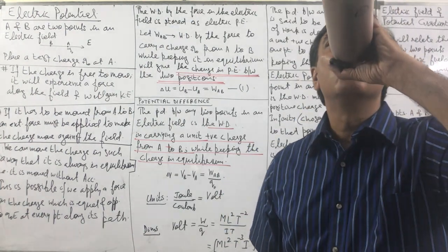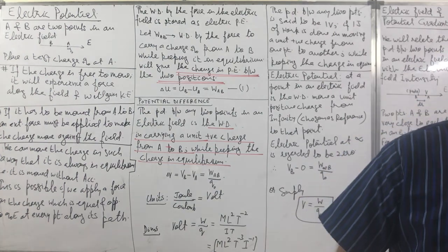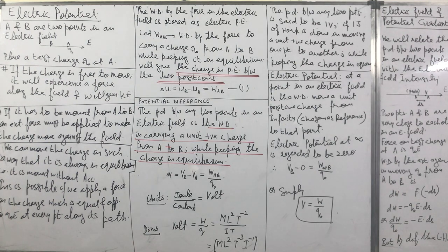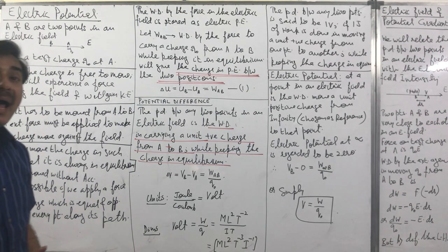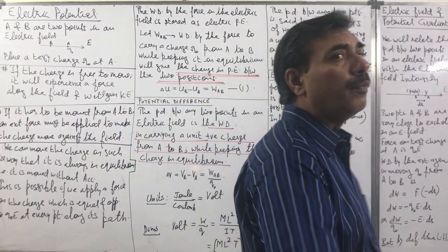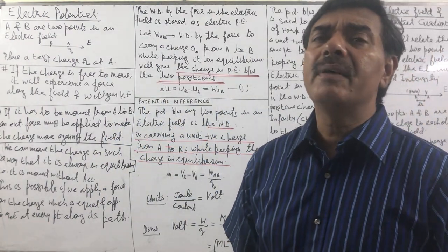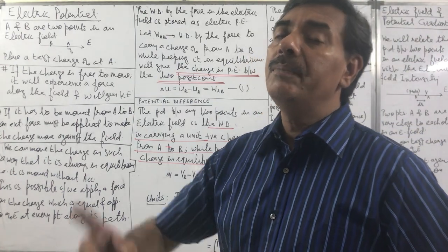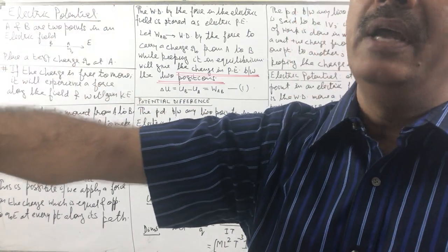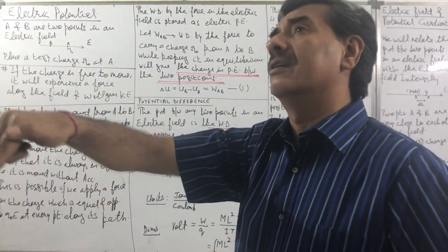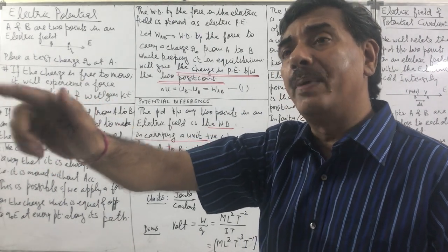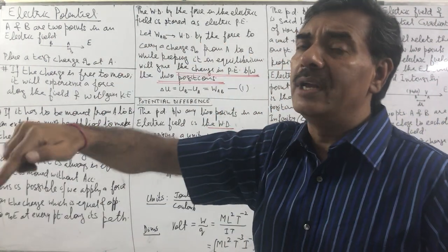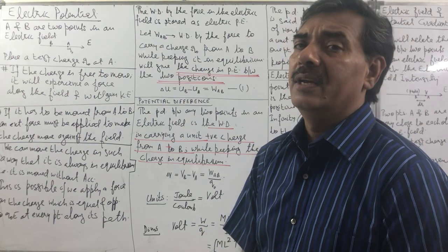Now, to define the electric potential at a point in an electric field, we will just take a reference. Electric potential is also potential difference only, but between a reference point and that point. Electric potential at any point in an electric field is the work done to bring the unit positive charge from infinity to that point. That reference is chosen to be infinity.